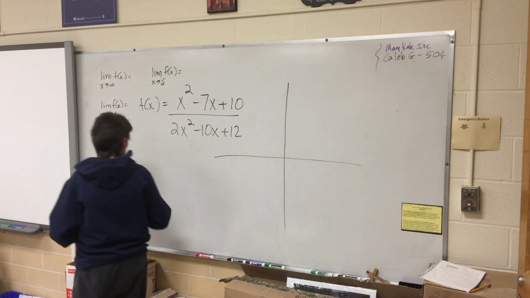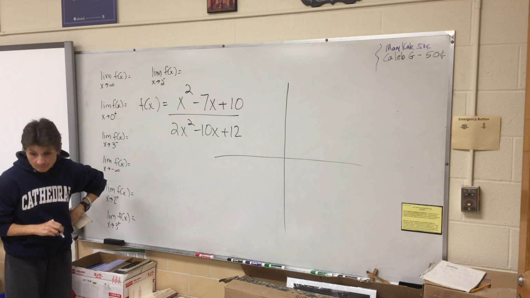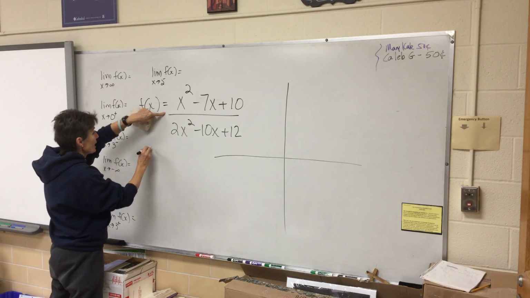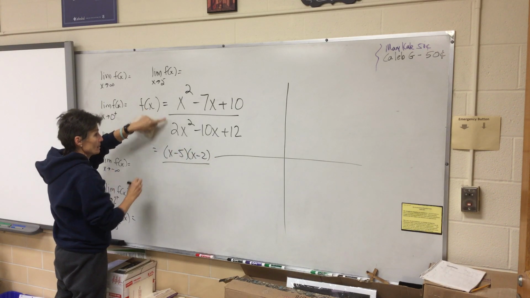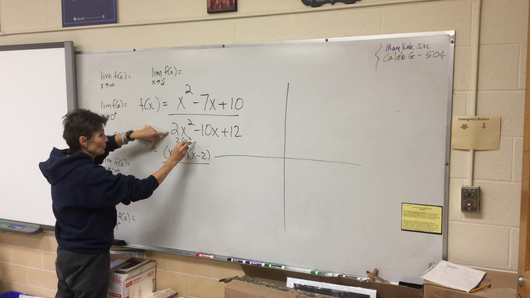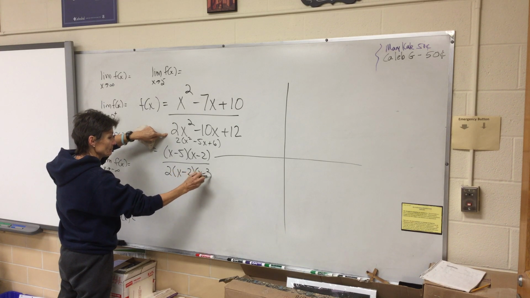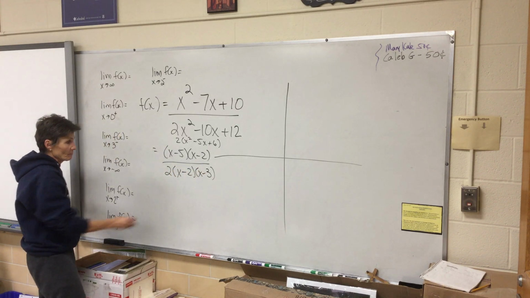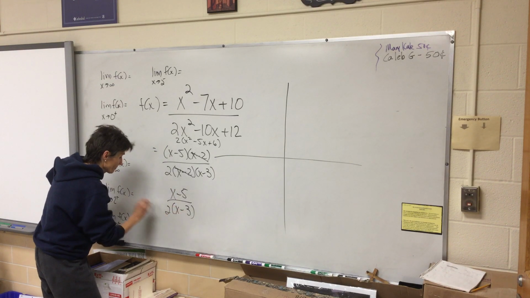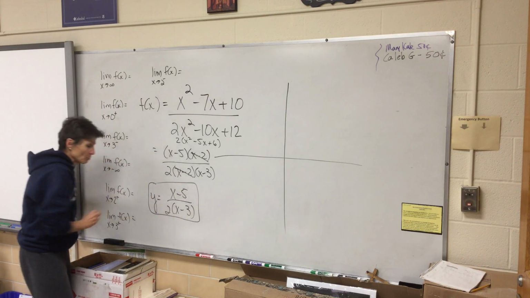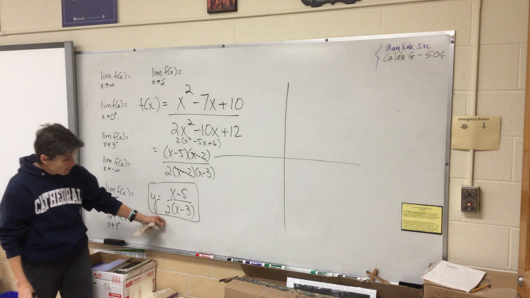How did you start? What did you do first? This was your problem. What did you do first with it? Factor. Yeah. So your top factored as x - 5 times x - 2. And the bottom, if I pull out a 2, it factors as x - 2 times x - 3. And lo and behold, you got a cancellation there. So this becomes your problem. That's what you're going to graph. Everybody good so far?